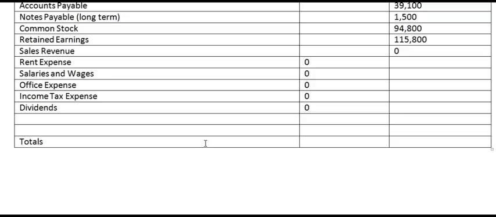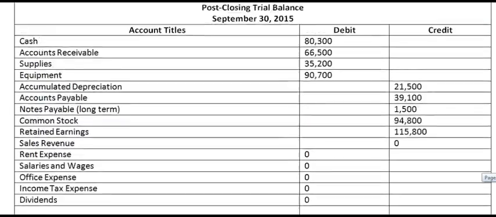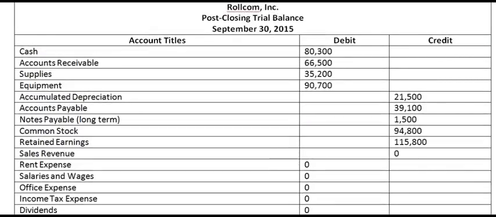So if I add down all my debits, the total should be $272,700. Wow, I'm not typing well today at all, am I? And if I add down my accounts with credit balances, I should also equal $272,700. And what we've just done, proving debit credit accuracy, ensures that we start the next period with correct balances in our assets, liabilities, and equity accounts, and that we have no revenues, expenses, or dividend account balances, which is what we're looking for. And this is the very last step in the accounting cycle.